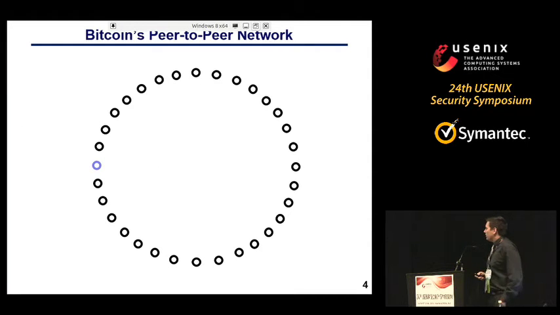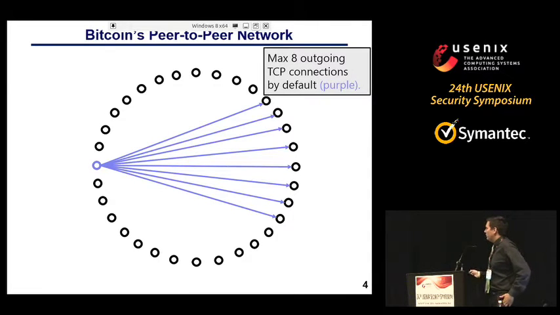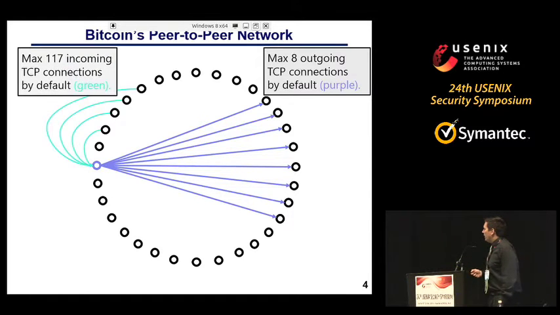So before I tell you what an eclipse attack is, I have to explain a little bit about Bitcoin's peer-to-peer network. So these are nodes in the peer-to-peer network, and we're going to be looking at the purple node. By default, nodes make 8 outgoing TCP connections. The direction of the arrow is the direction of the TCP connection. And nodes allow up to 117 incoming TCP connections.